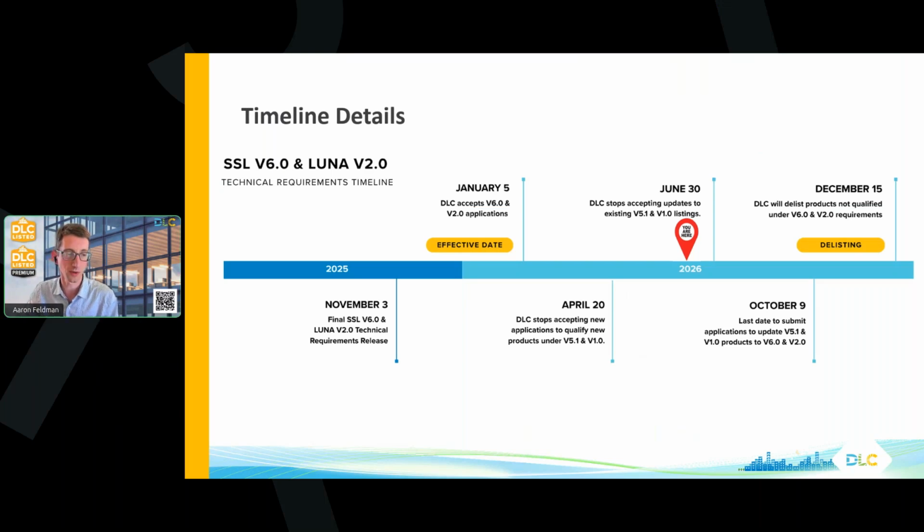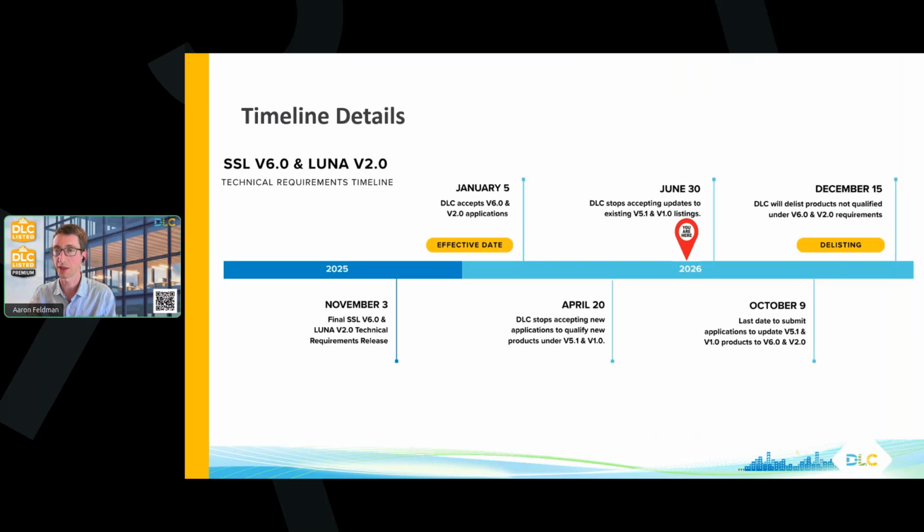Then a note on the version 6 timeline. As Casey mentioned, we're in the midst of the transition from version 5.1 to version 6. And we are right here on June 16th, getting close to the June 30th date, which is the deadline to submit updates for current version 5.1, SSL version 5.1, and Luna version 1.0 products. Those applications are to update those types of products and keep them under 5.1 and Luna version 1.0. The deadline to update them to version 6 is October 9th.